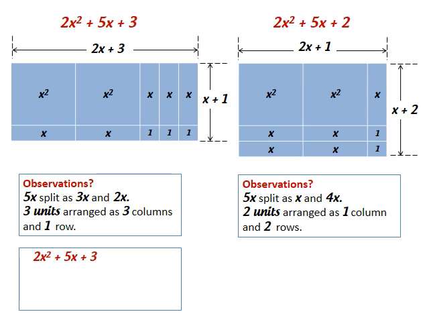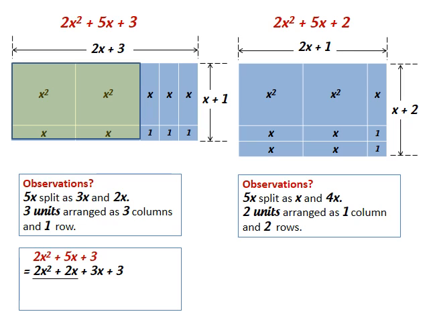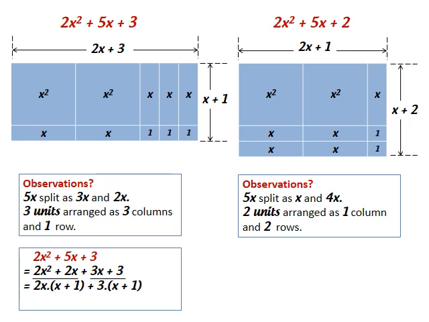Now solving the expression to find out the factors, we have 2x squared plus 5x plus 3. So the 5x has been split as 2x and 3x. And then, like before, we again make two groups and then try to find out what is the common factor in the two groups.